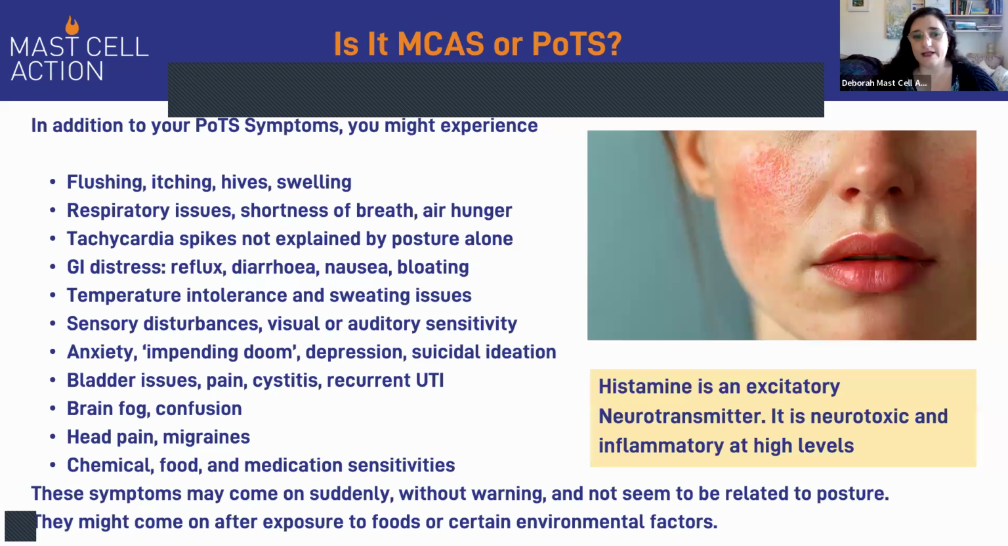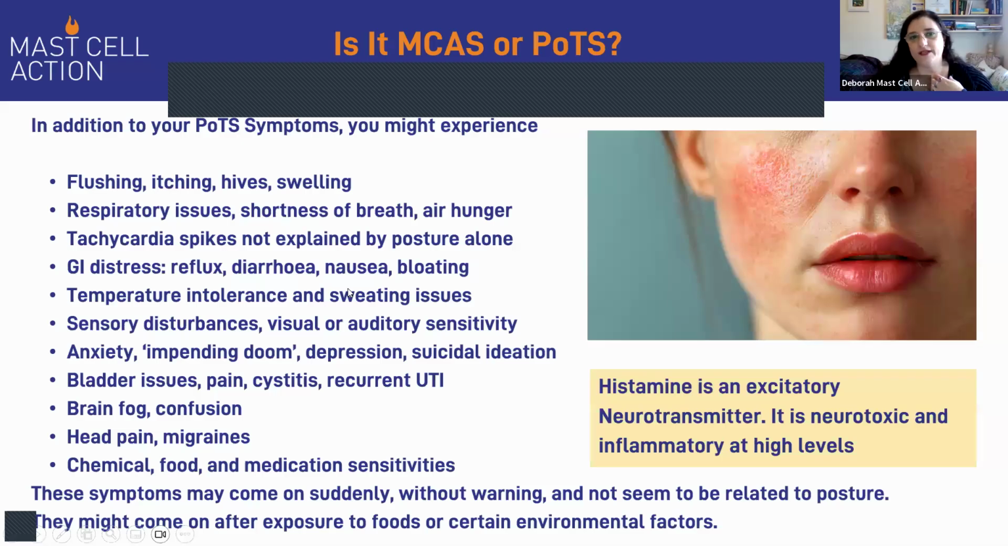You might find that you're reacting or sensitive to chemicals or medicines. Drugs make you poorly, foods make you poorly. And all of these symptoms suddenly come on, as I say, without warning, and they're not related to posture in any way, and they're not really explained by POTS.